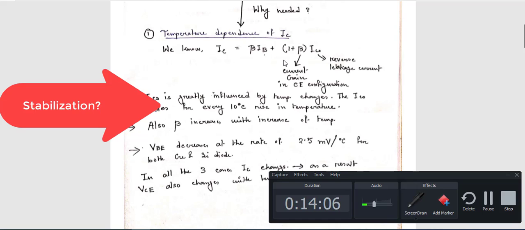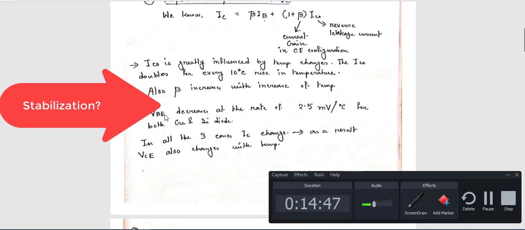Now this is the expression of collector current IC. What can we conclude here? It is seen that for every 10 degrees centigrade rise in temperature, the reverse saturation current or reverse leakage current becomes double. That means if temperature increases from 10 degrees to 20 degrees, the value of leakage current becomes double. If this value becomes double, the value of IC increases again. If temperature increases, beta also increases. Again, if beta increases, this overall value increases, and IC increases again.